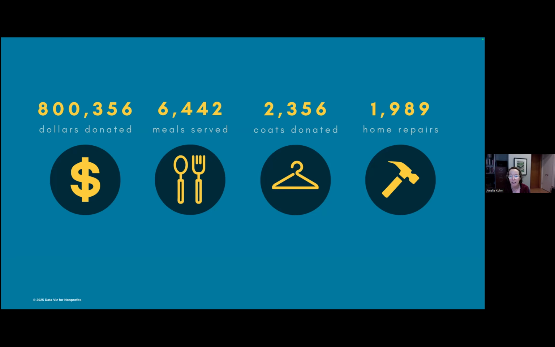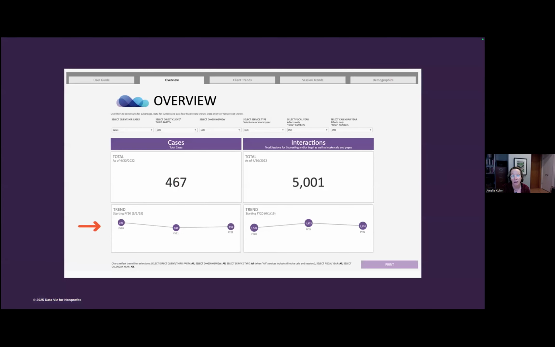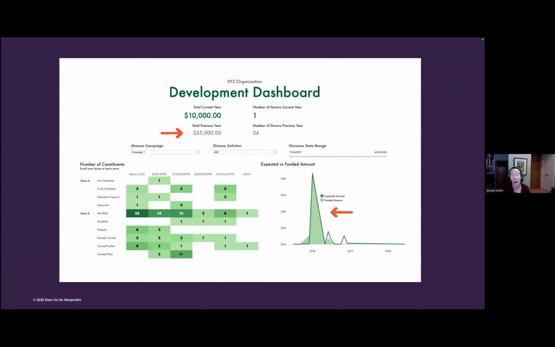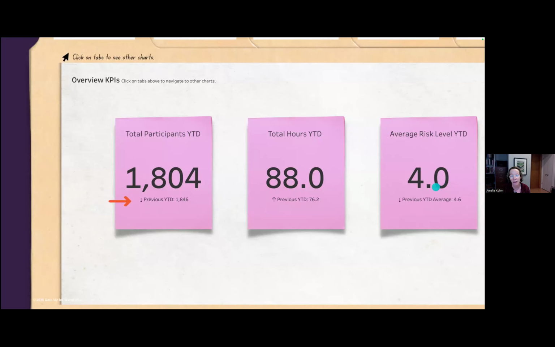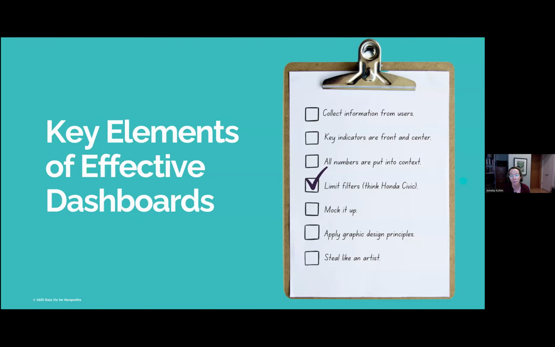Let's revisit the dashboards I showed you earlier to see how they put numbers in context. So here we have some over time comparisons. Again, some over time comparisons. In the lower right, we also have comparisons between what's expected and what was actually funded. And again, previous year to date comparisons.